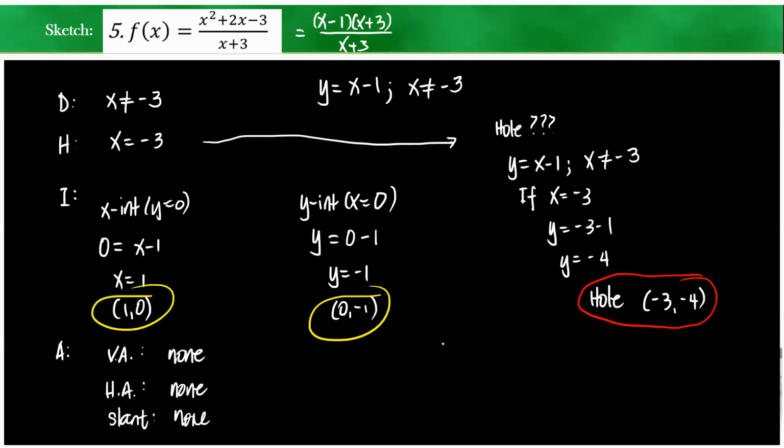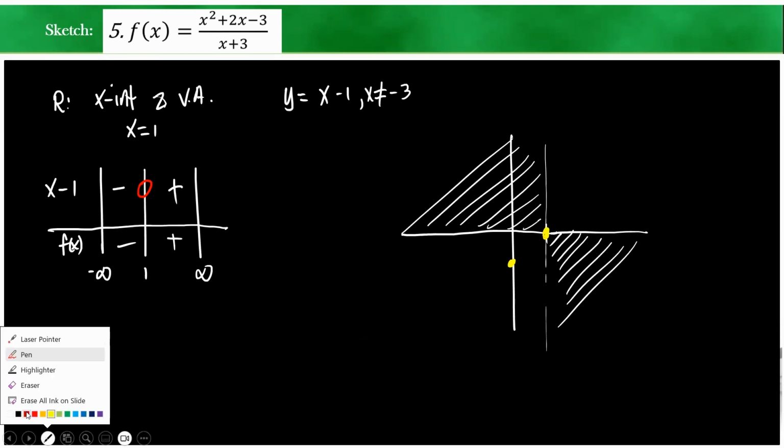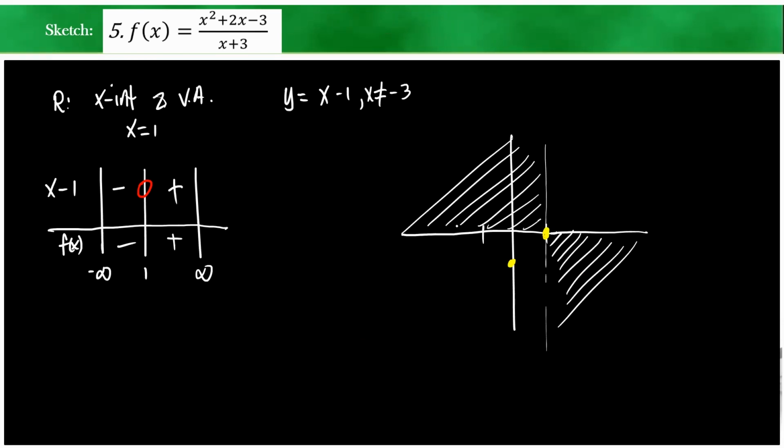Now, is there a hole at (-3, -4)? Where's (-3, -4)? -1, -2, -3, 2, 3, 4. So when you graph this becomes what? Yun lang siya. It's actually a line kasi equation of the line ito eh, but with a hole. So it's a linear function with restriction. Okay. So let's try this.